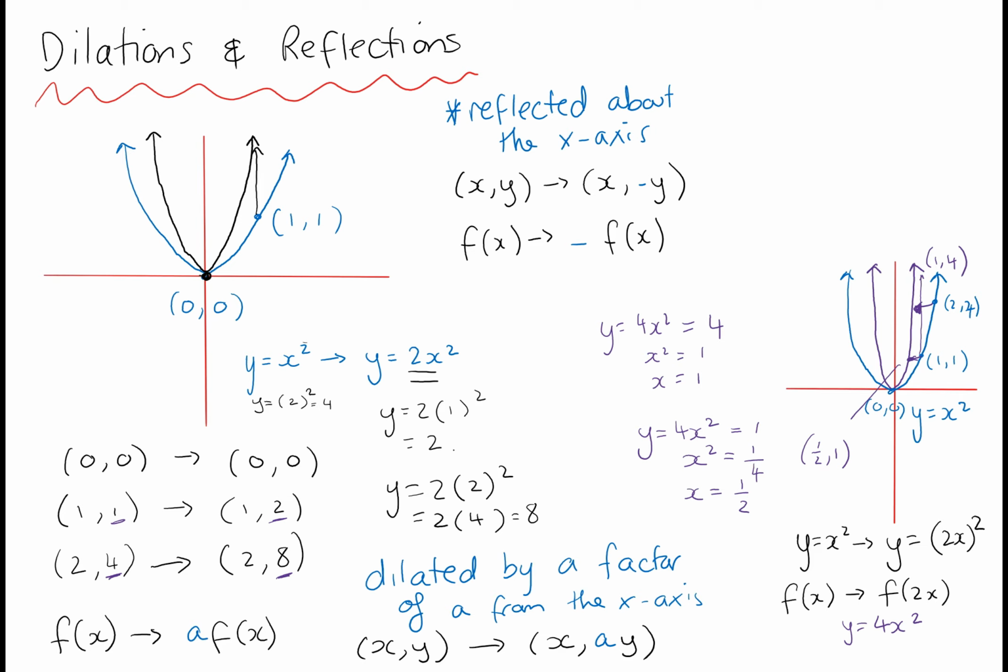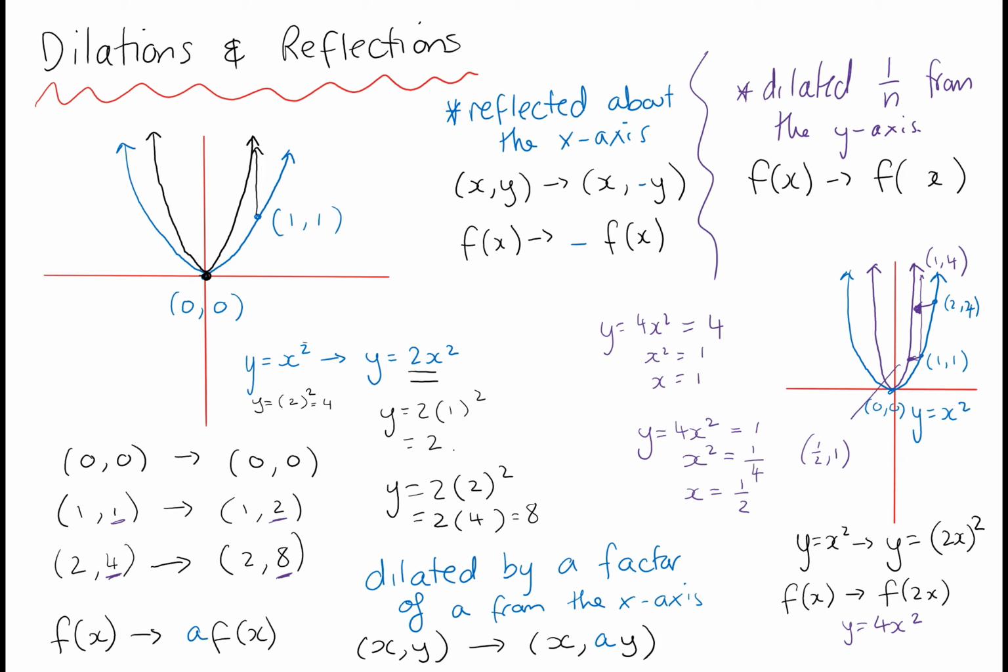What we're saying here by subbing a 2 inside is that we're dilating by a factor of a half from the y-axis. So we describe this as dilated 1 on n from the y-axis. Functionally, f of x becomes f of nx. Now, that's 1 on n, remember? But it would look like it's just a whole number in there. Because it's 1 on n, that point xy doesn't stay xy. The y value, remember, stayed the same. But the x value is x on n, or it's 1 on n times x.